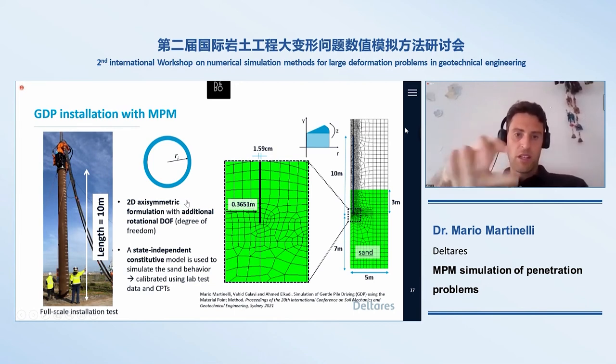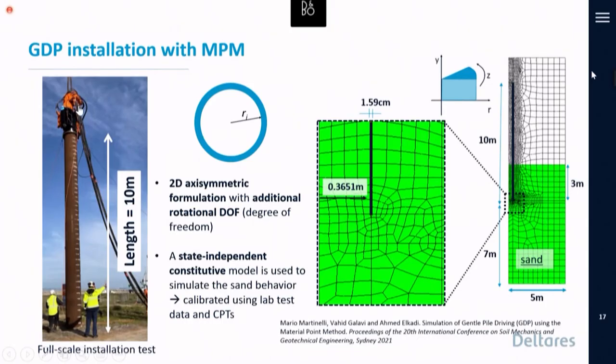And basically the shaker at the top, you see that it can apply an axial vibration, but also torsional vibration. And the torsional vibration is at about 60 hertz. So with that, to be able to simulate this, we have to develop a 2D axisymmetric formulation with the additional rotational degree of freedom. So there is also an additional rotational degree of freedom, that means out-of-plane displacement and velocity field.